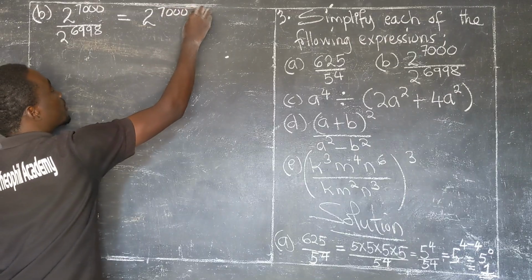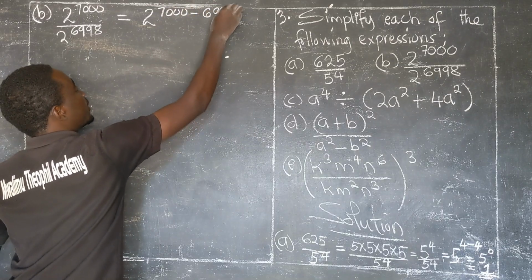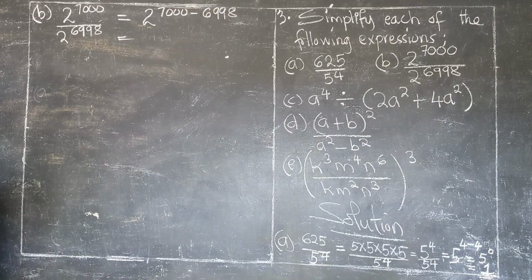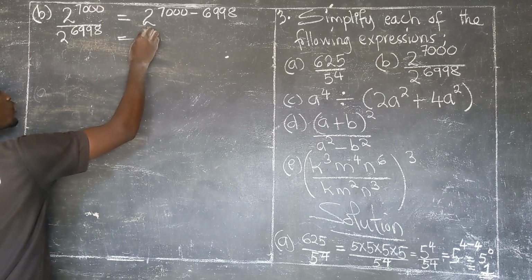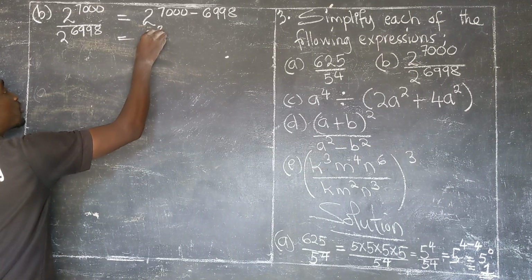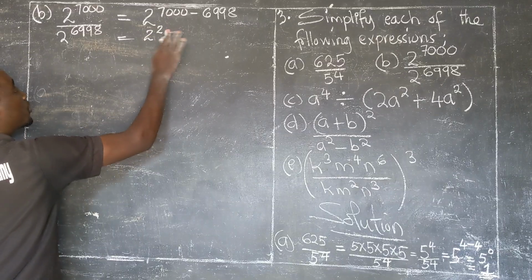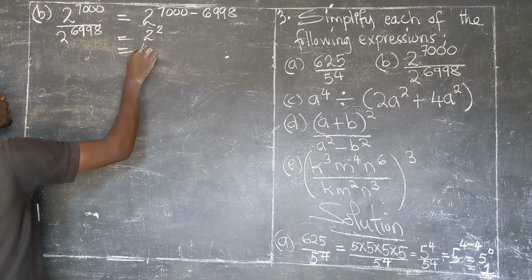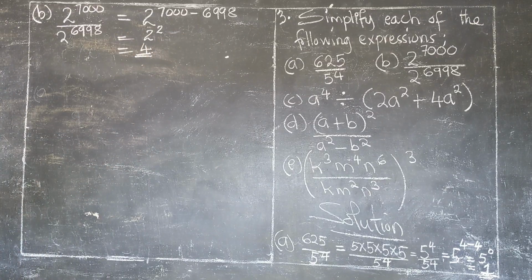7,000 subtract 6,998. When you subtract 6,998 from 7,000, you get 2. So the answer will be 2 raised to 2, which is equal to 4. Now the answer for this will be 4. After that, let's see part C.